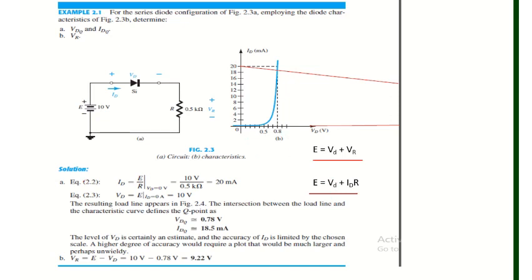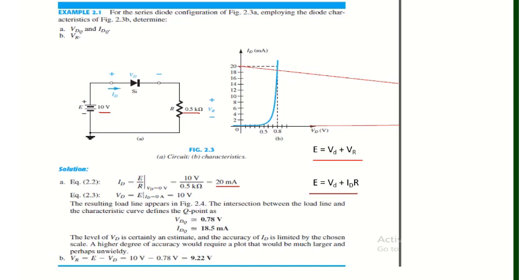From here you can see the equation ID is equal to E by R, and where VD is equal to 0, just put this value equal to 0, then ID is equal to E divided by R, and we'll get E by R here somewhere. Similarly, on the horizontal axis we have current ID equal to 0, so E is equal to VD, so just put the value of E here. So ID is equal to E by R, and E is given as 10 volts, and R is given as 0.5 kilo ohms. So we'll get a current of 20 milliampere.